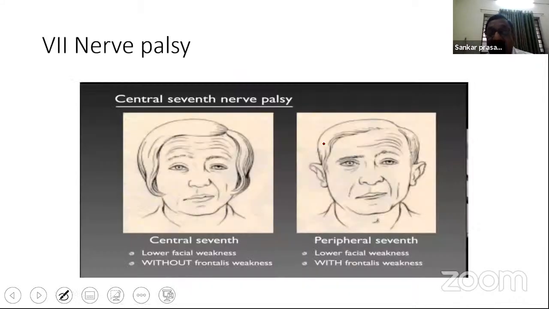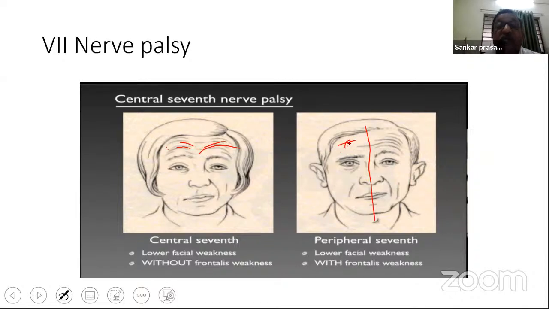There is one more catch point here. In central 7th, there is lower facial weakness only, without frontalis involvement. There is no weakness in the frontalis muscle. But in peripheral 7th, or lower motor neuron, the whole face is involved. The frontal fibers are not spared at all. So with frontalis weakness, that's how you differentiate.